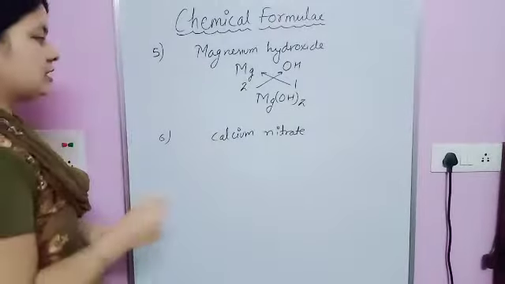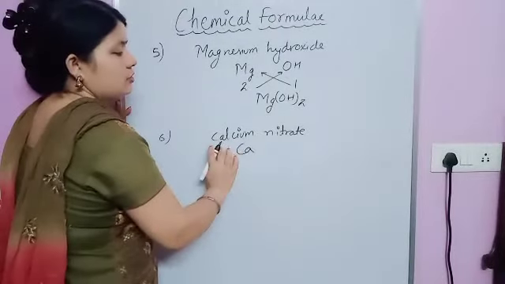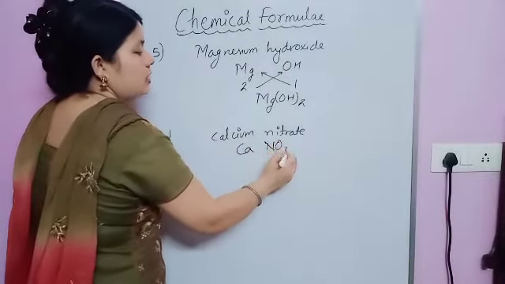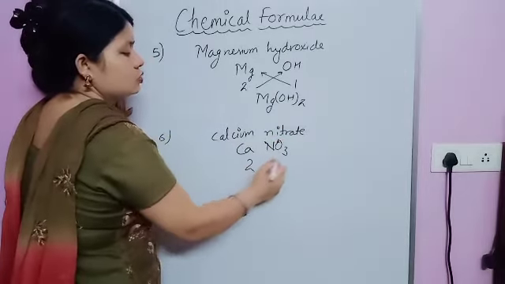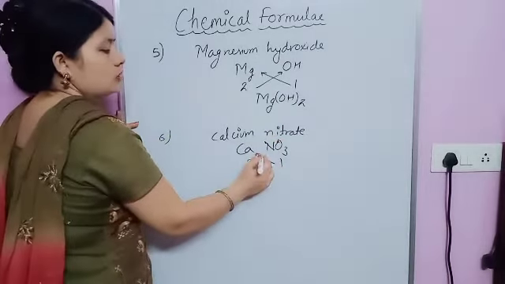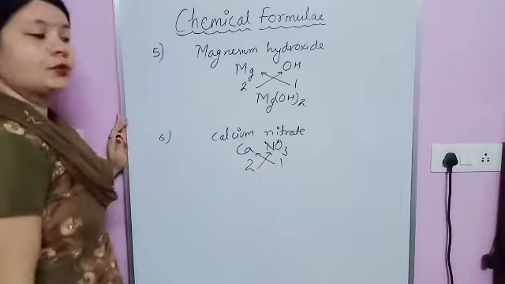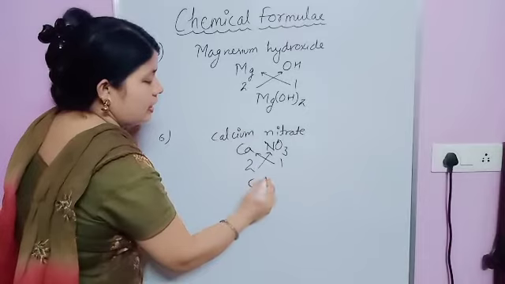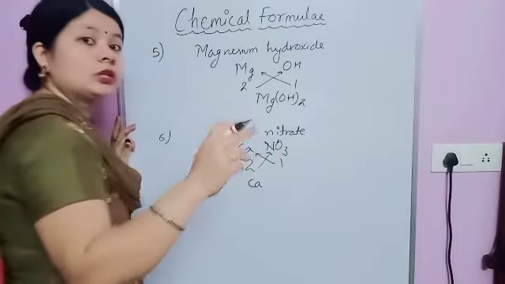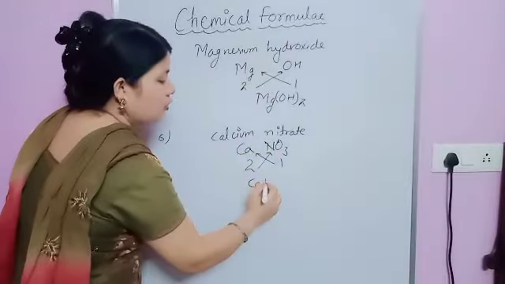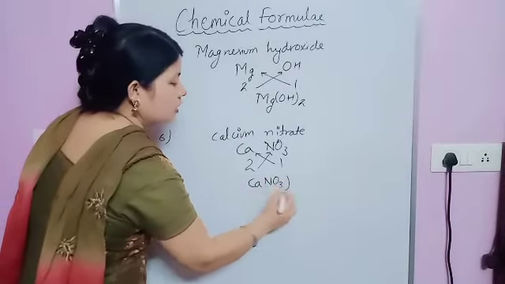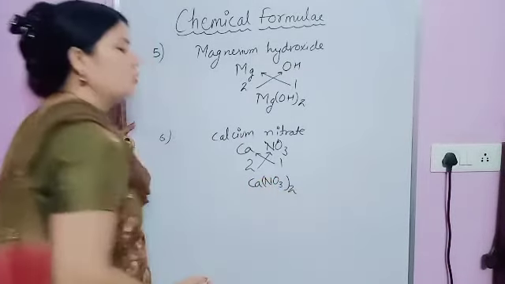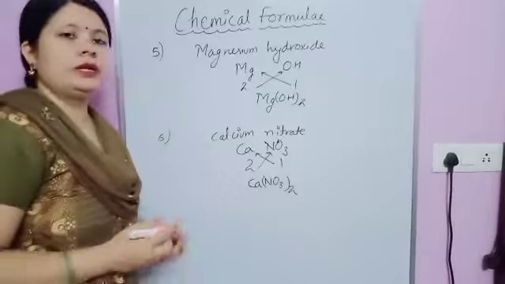Now the next one is the same condition: calcium nitrate. NO3 is negative, calcium is 2, this one is 1. 1 goes with calcium, 2 goes with NO3. Now just see, this is Ca and this 2 is with the whole NO3, so the formula becomes Ca(NO3) whole twice. This one is very important.